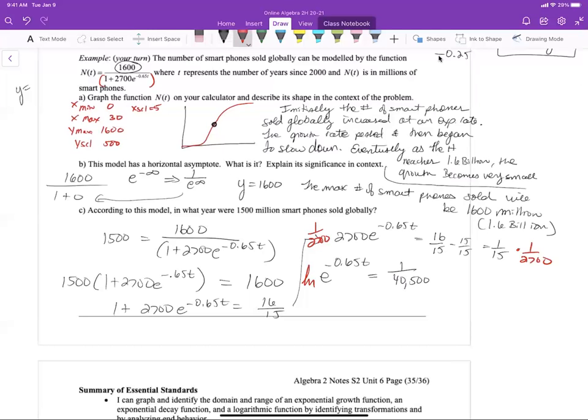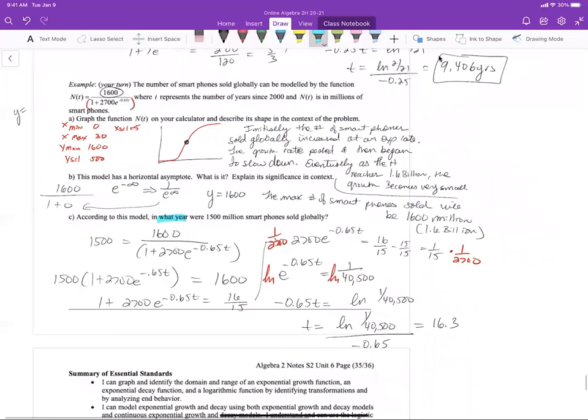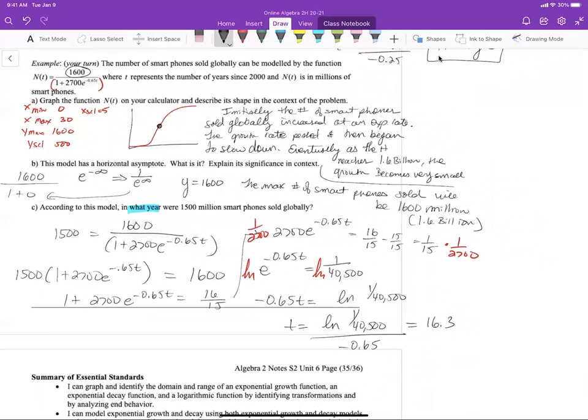In this case, I take the natural log. On the left-hand side, I'm left with negative 0.65 times t, and I have the natural log of 1/40,500. Divide both sides by negative 0.65, and t is equal to the natural log of 1/40,500, all divided by negative 0.65, and that will give you t equal to 16.3. Be careful, what was the question? In what year did this occur? Okay, so we're getting pretty close to that maximum 1,600 million.